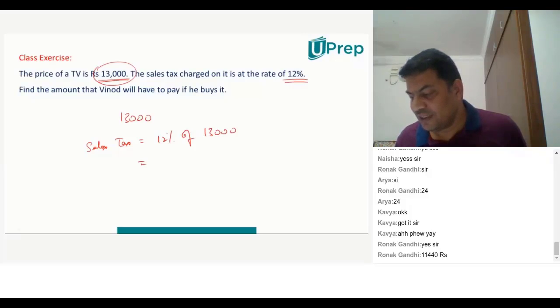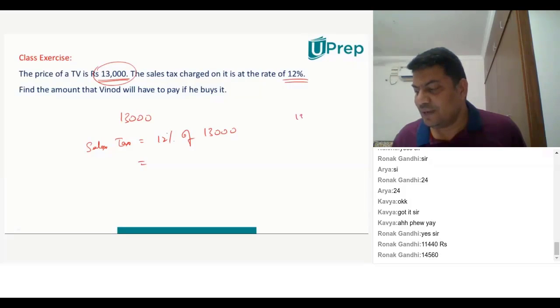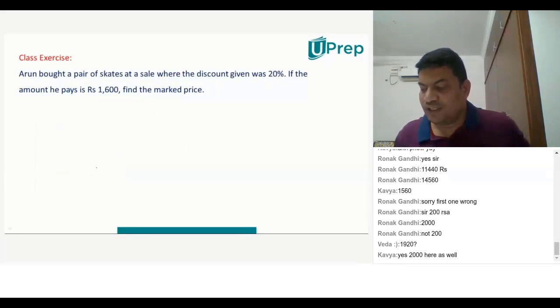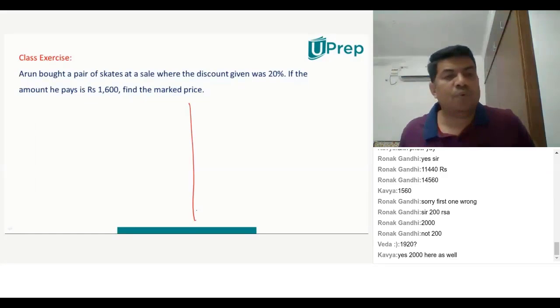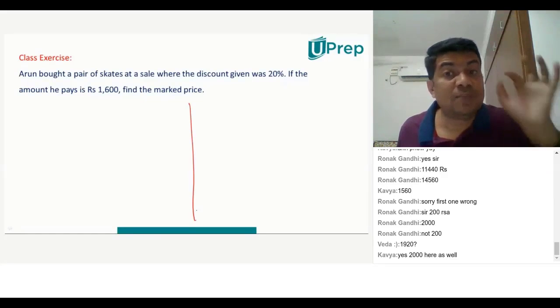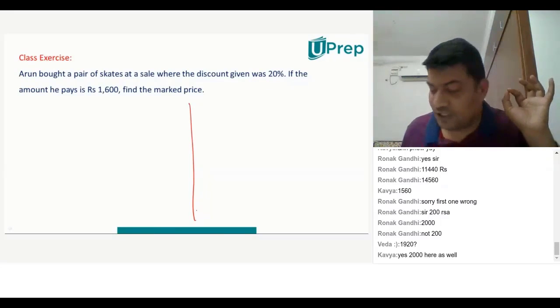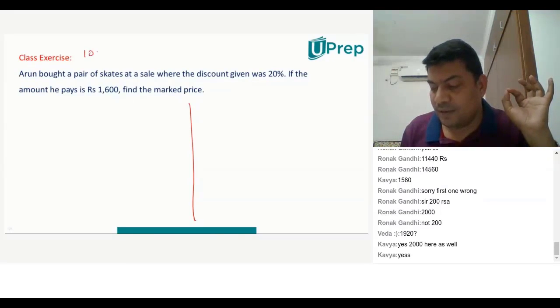Therefore, 12% of 13,000 is nothing but what? 10% is 1,300. 1% is 130. Therefore, 2% is 260. Therefore, 1,560. There are two ways of solving this problem. One is to believe in the concept of 100. You know, I always say this, you should fall in love with this number called 100.